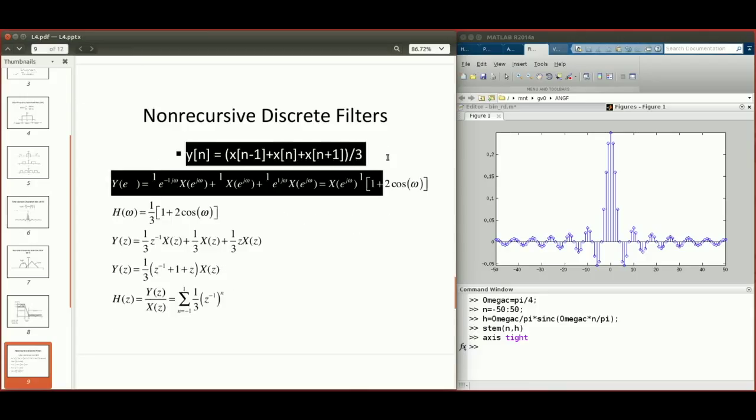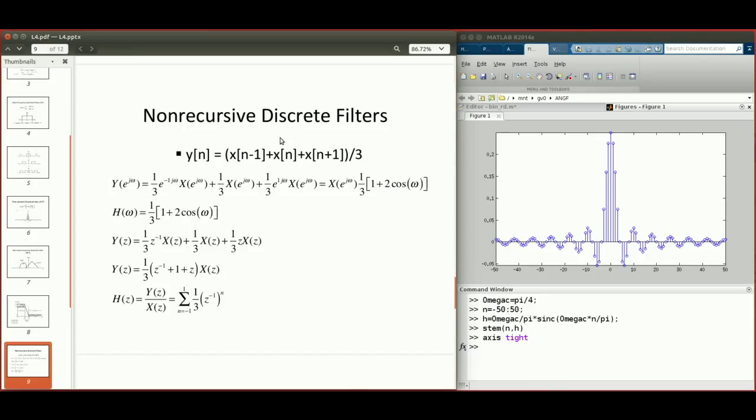So here is one example of a non-recursive discrete filter. y[n], that's the output, equals x[n-1] plus x[n] plus x[n+1], divided by 3. If you look carefully at this formula, it's a 3-point moving average. It's an average, but it's a moving average because of n. n can start from 1 and then move on to every other point. So every point of y is a 3-point average of x surrounding this n.